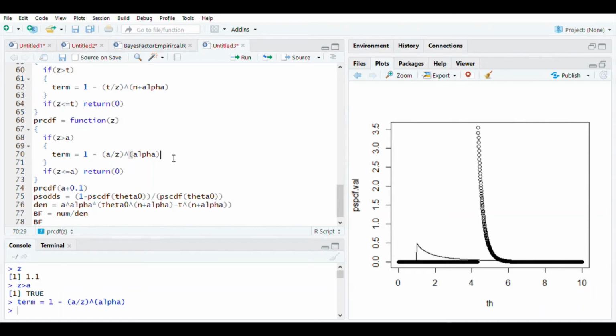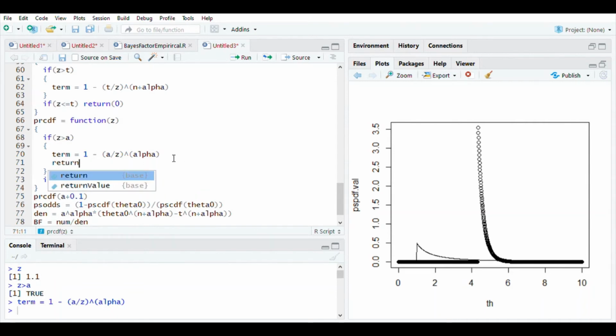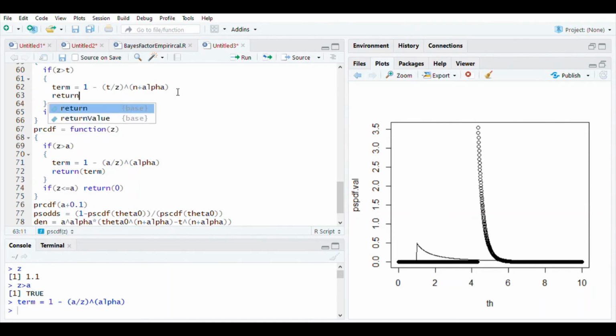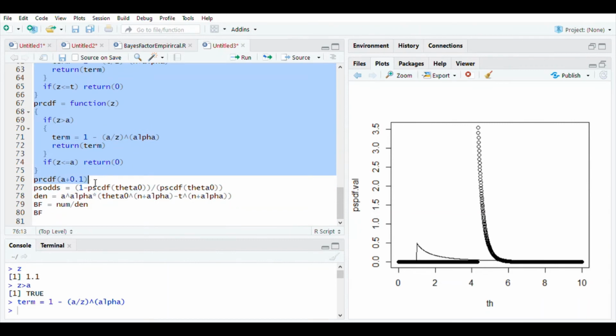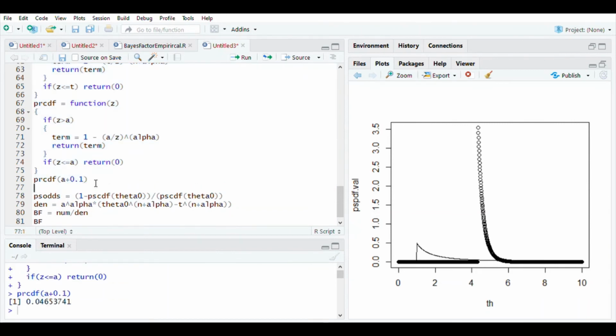Okay, we did not write return term. That's why nothing was happening here. So this is how the program should be rectified. Here also we should write return term. Now let us run the functions again and check whether it is working. Fine. And now the PS CDF at point t plus 0.1.